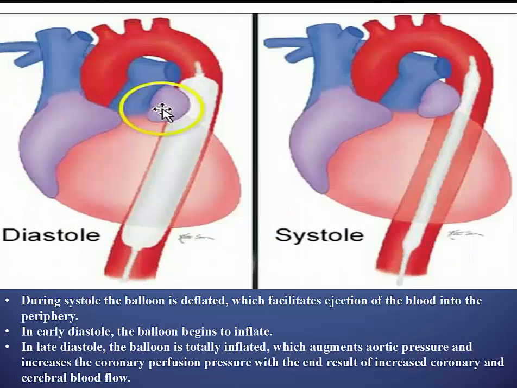During systole, the balloon is deflated, which facilitates ejection of the blood into the periphery. In early diastole, the balloon begins to inflate. In late diastole, the balloon is totally inflated, which augments aortic pressure and increases the coronary perfusion pressure, with the end result of increased coronary and cerebral blood flow.